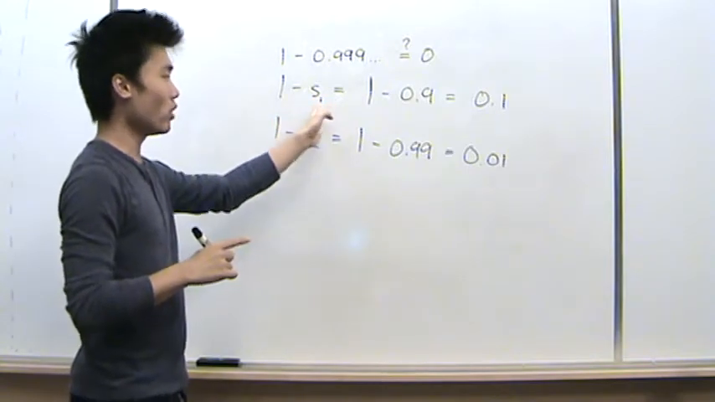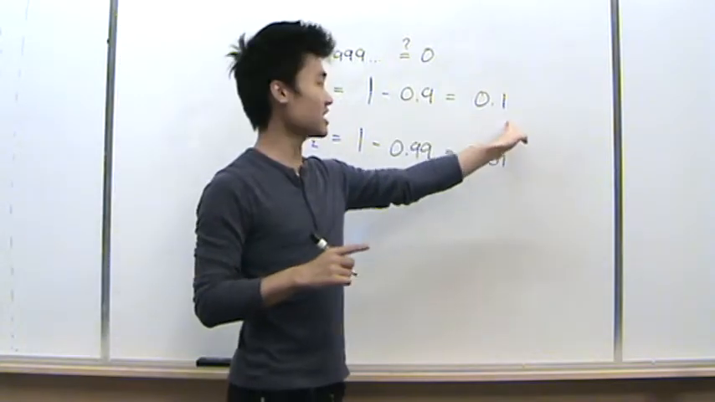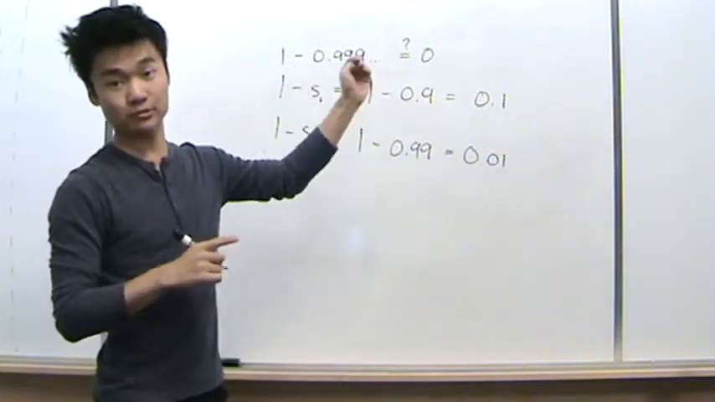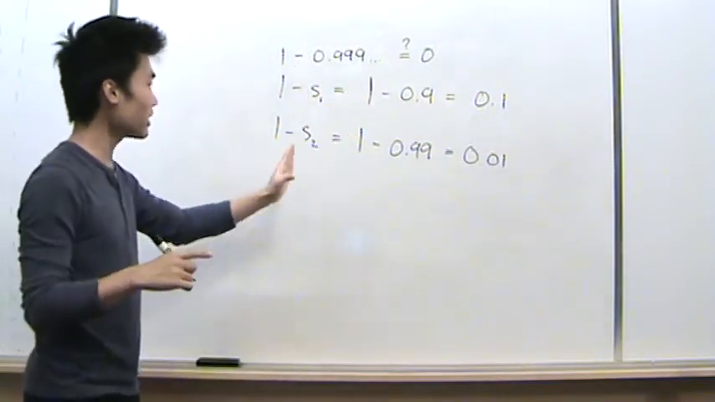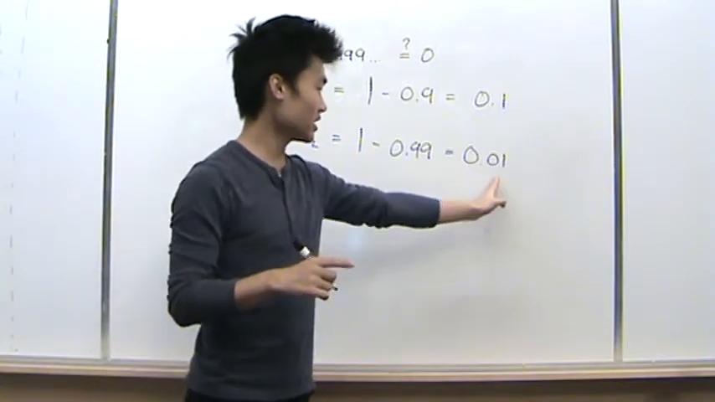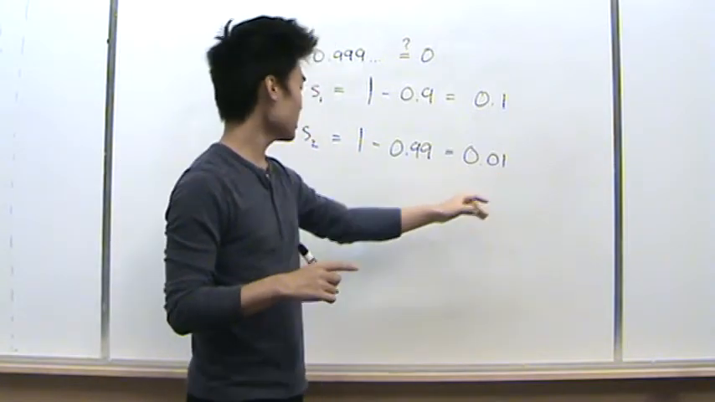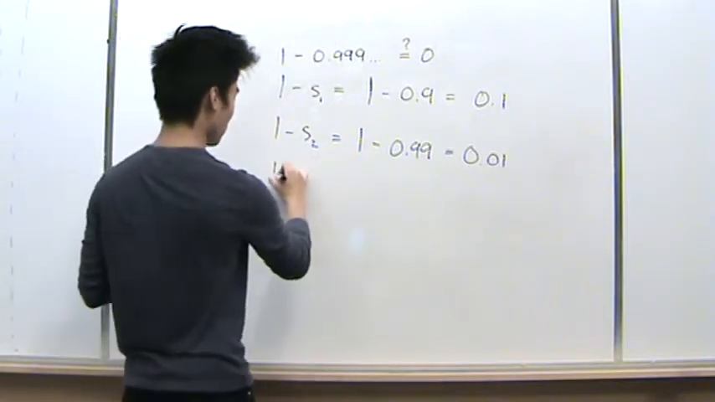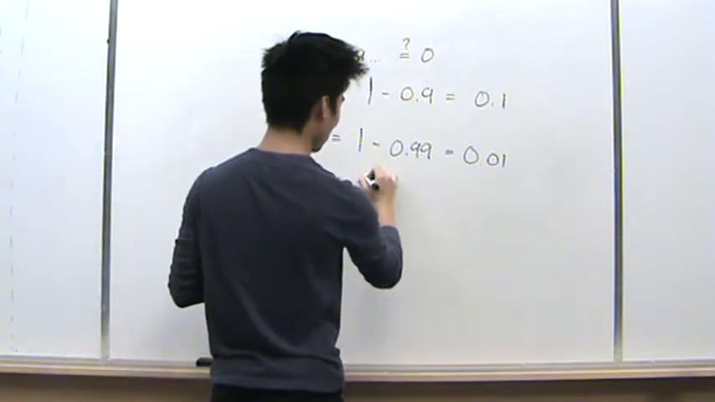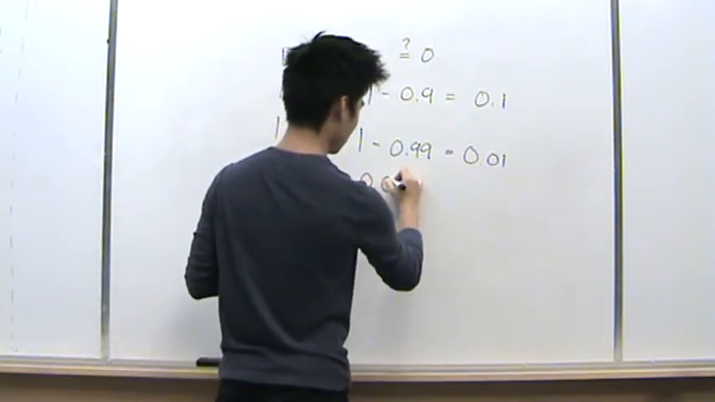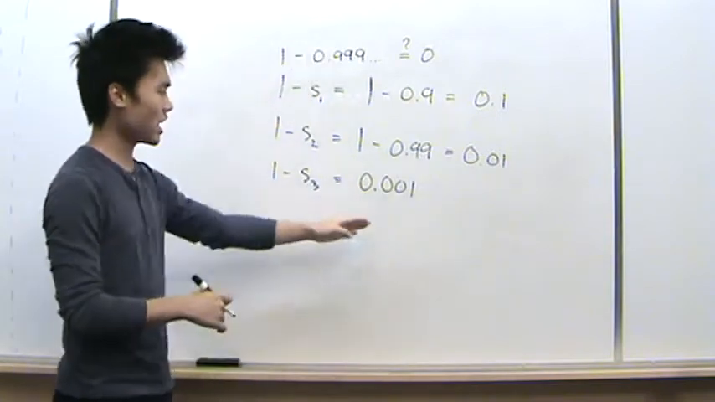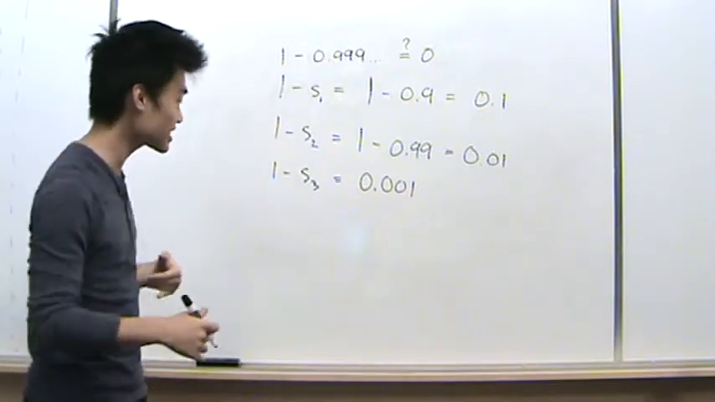1 minus S1 gives me a 1 in the tenths place for the difference between these two numbers. 1 minus S2 gives me a 1 in the hundredths place. 1 minus S3 gives me a 1 in the thousandths place, which happens to be the third place after the decimal.